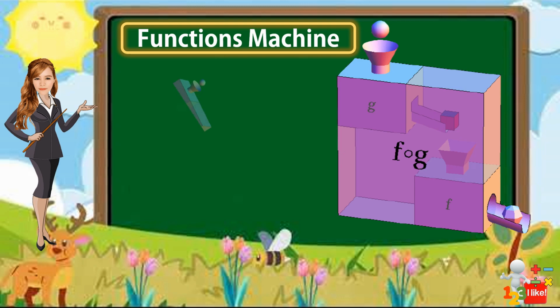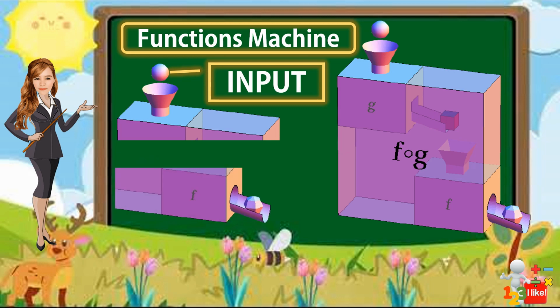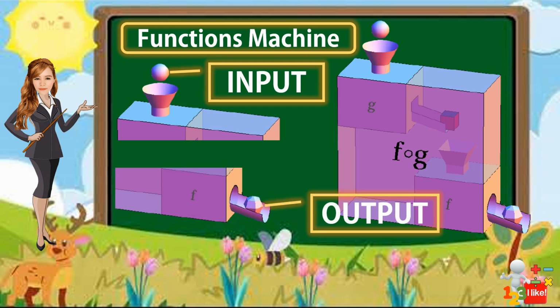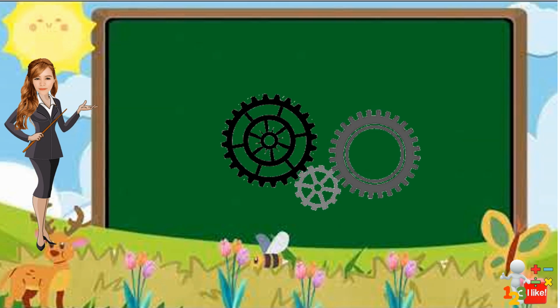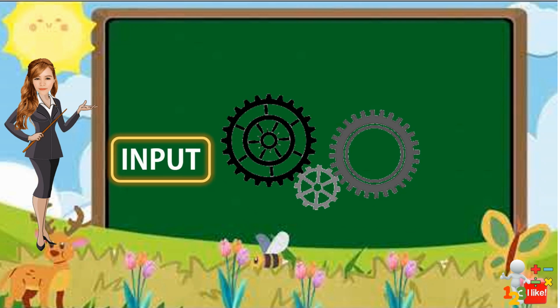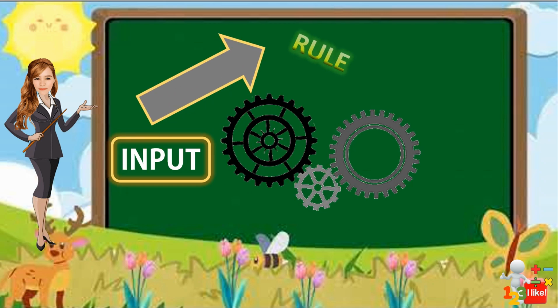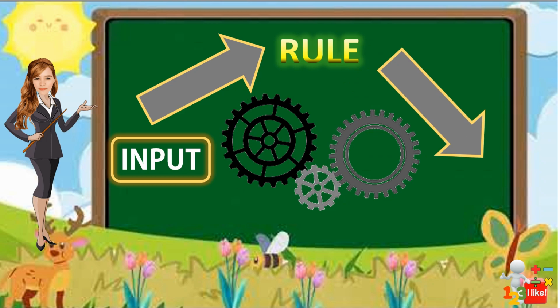In this illustration, the input is the sphere. The output is illustrated by the polyhedron coming out of the chute. Hence, this function transforms each sphere into a polyhedron. A function rule describes how to convert an input value x into an output value y for a given function.